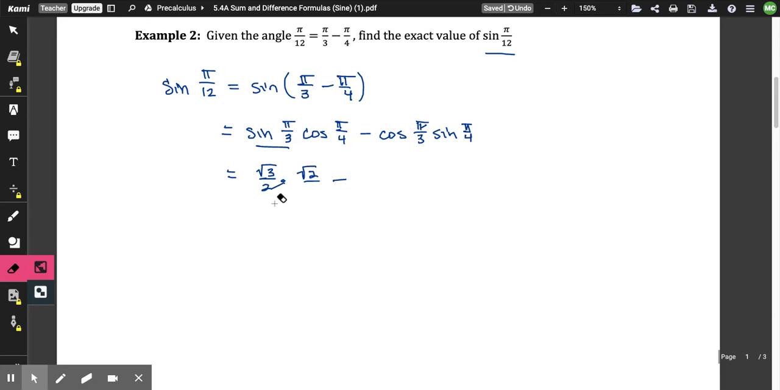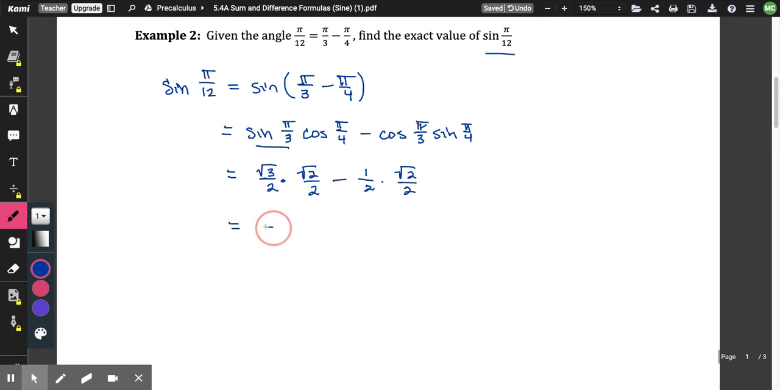This is not coming out nice. I'm going to rewrite those. And then cosine of pi over 3 is 1/2. And sine of pi over 4 is root 2 over 2.